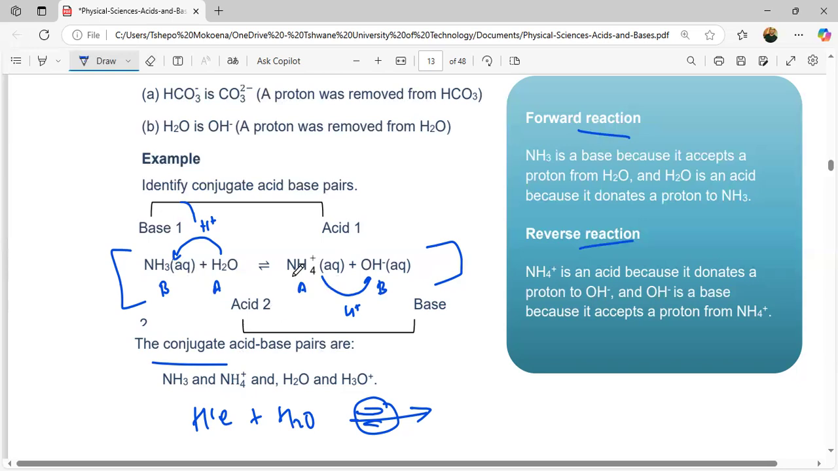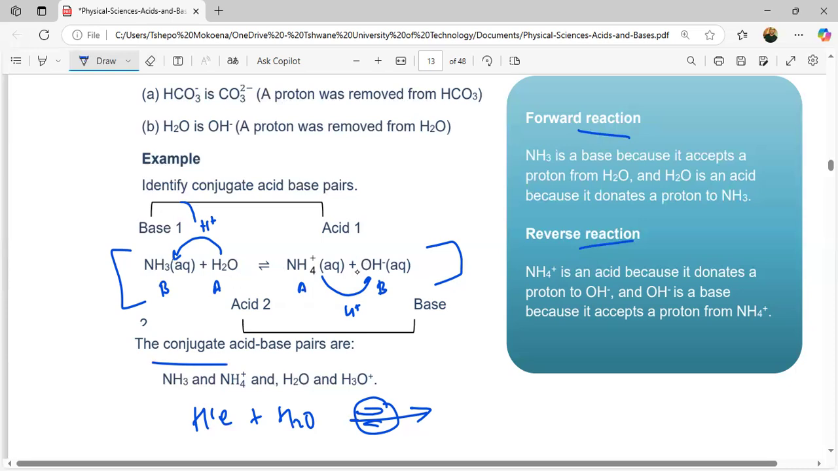Ammonia will tend to become ammonium ion. So who is the conjugate of ammonia? By the way, we call it the conjugate acid. The conjugate acid of ammonia is an acid, but I want you to understand me. The conjugate acid.